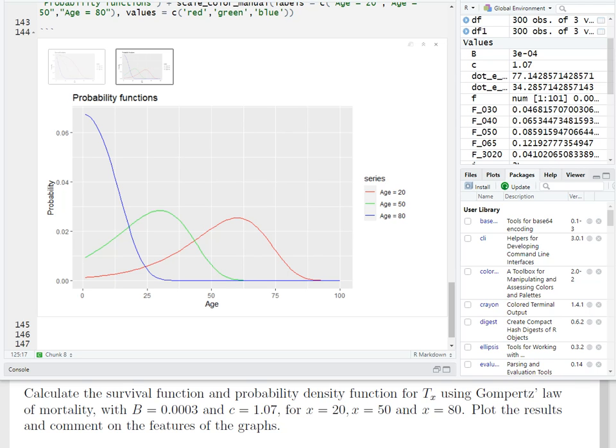A further point to note about these density functions is that although each density function is defined on 0 to infinity, the spread of values of fxt is much greater for x equals 20, this is the spread, the variance, than for x equals 50, which as we see results in a greater variance of future lifetime for x equals 20 than for x equals 50.